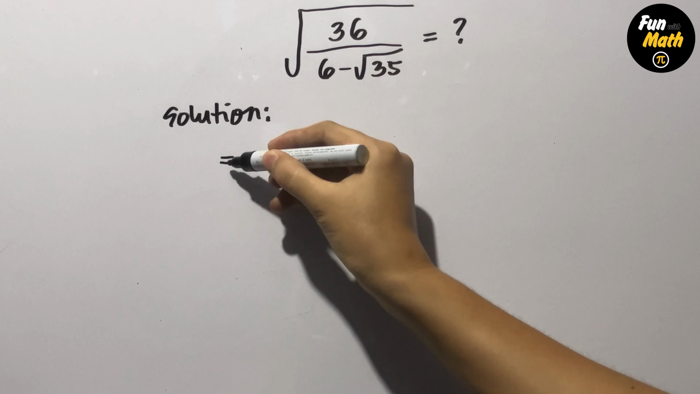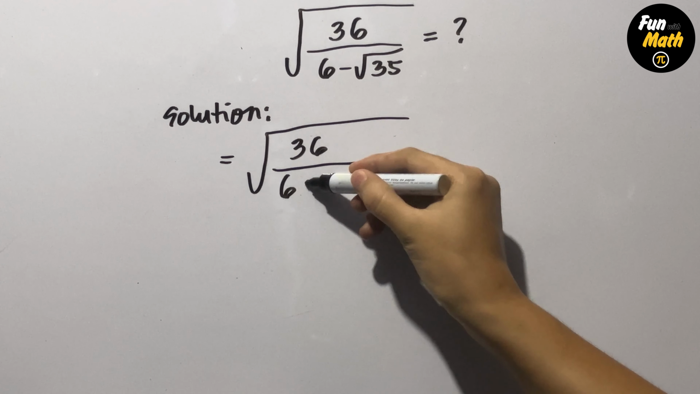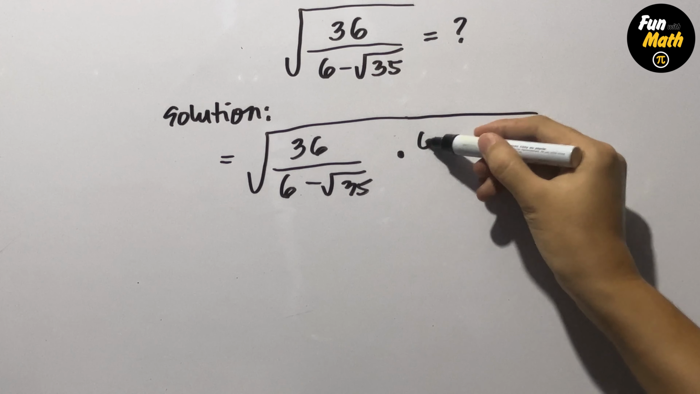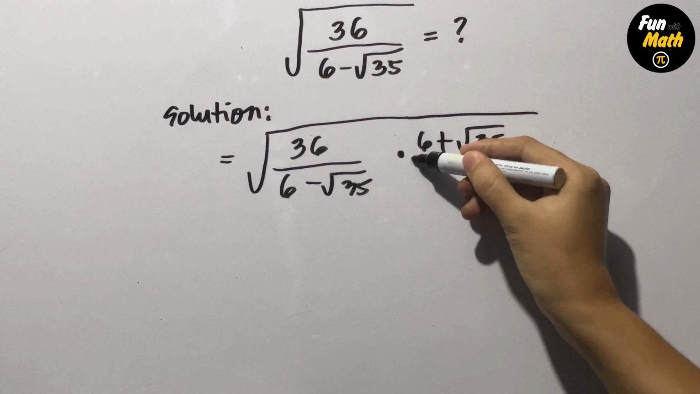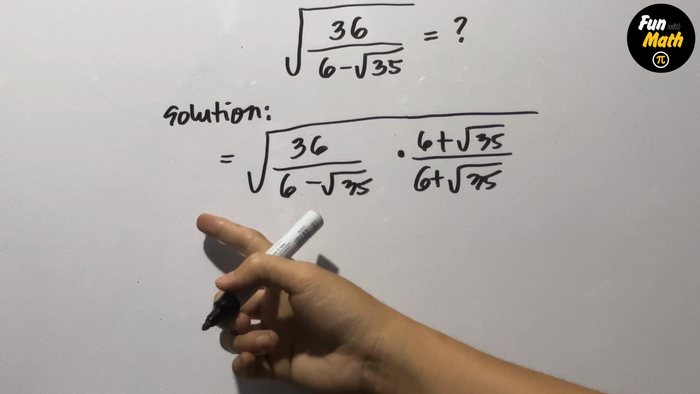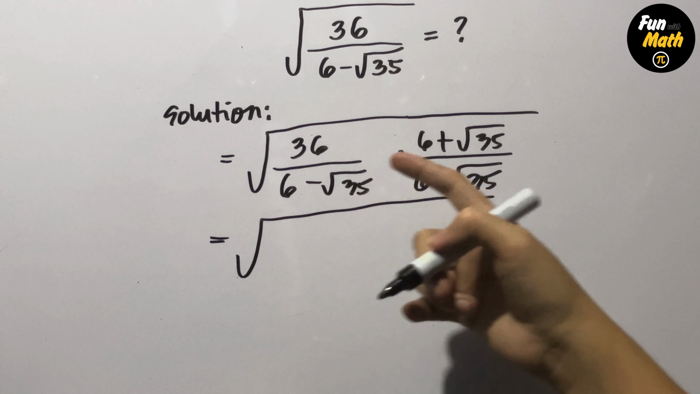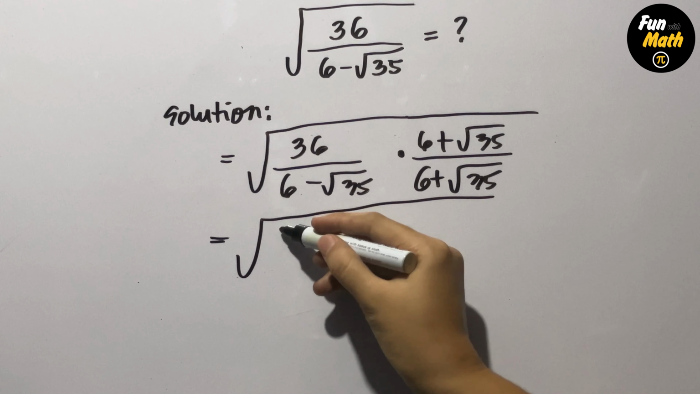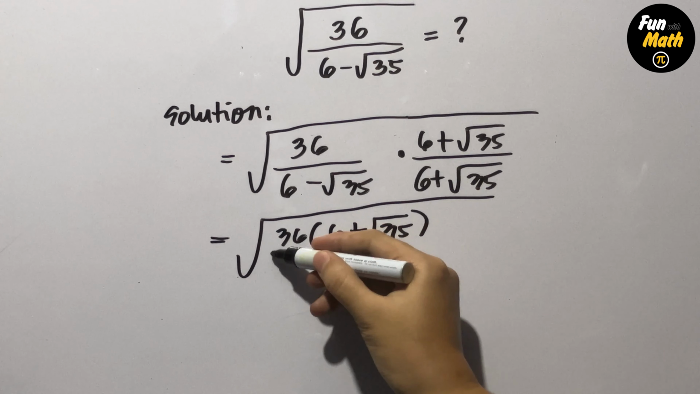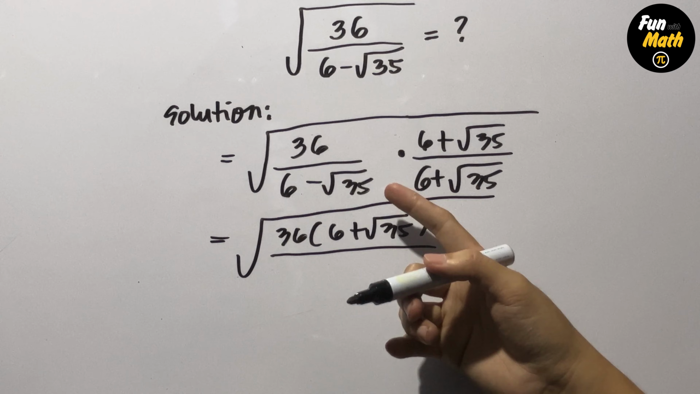So this now equals square root of 36 over 6 minus square root of 35 times 6 plus square root of 35 over 6 plus square root of 35. Now let's multiply, numerator to numerator, denominator to denominator. For the numerator, 36 times 6 plus square root of 35, all over 6 minus square root of 35 times 6 plus square root of 35.